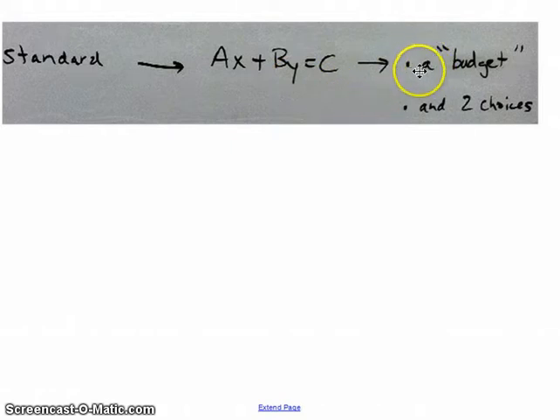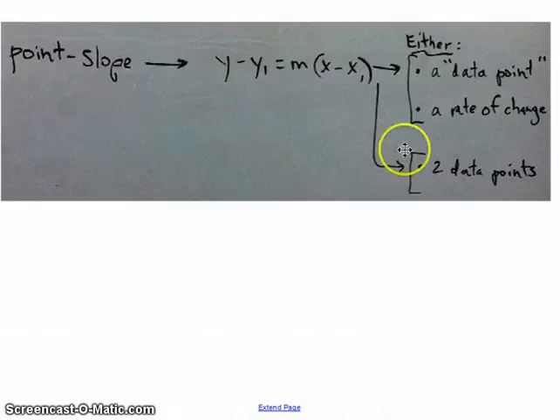By contrast, standard form, which is ax plus by equals c, is the most appropriate situation when you have something that I've called a budget. I'll give you an example in a minute, as well as two choices about how to spend that budget. And lastly, point slope. Point slope tends to be the easiest to work with when it's written as an equation, and often for many students is the hardest to work with when it's a word problem.